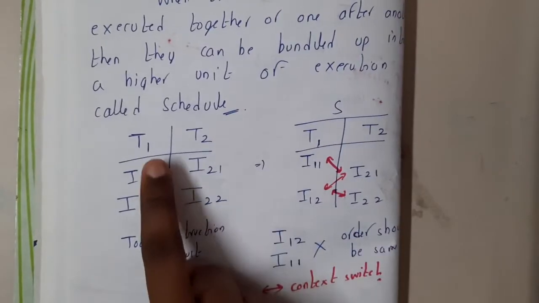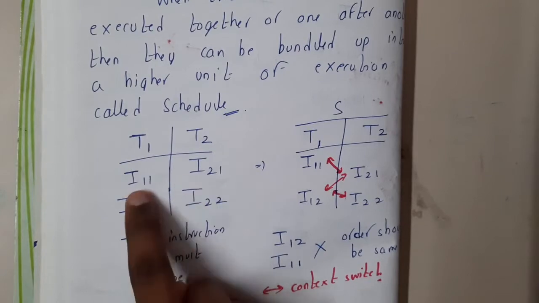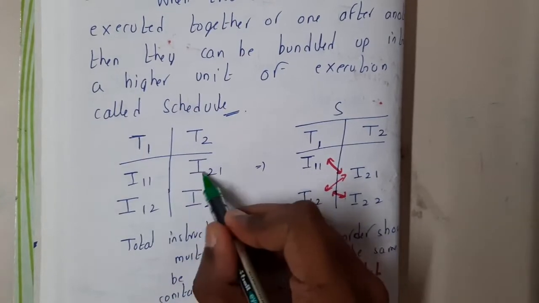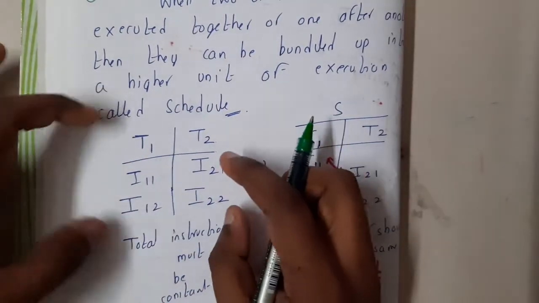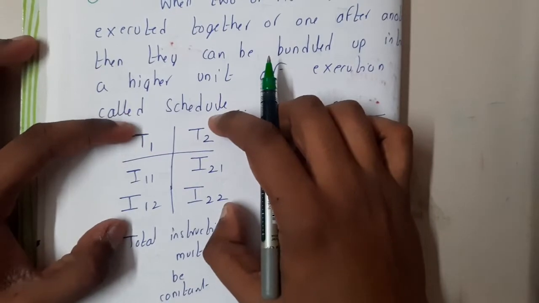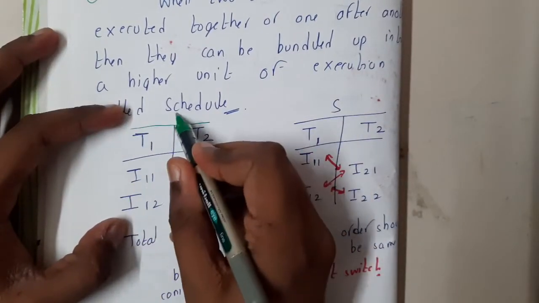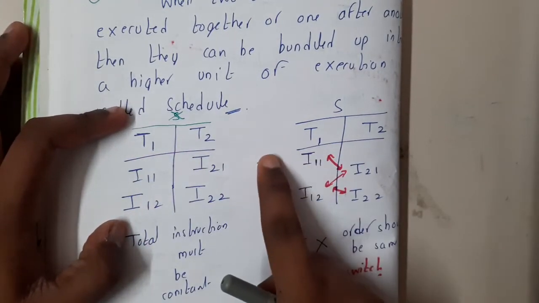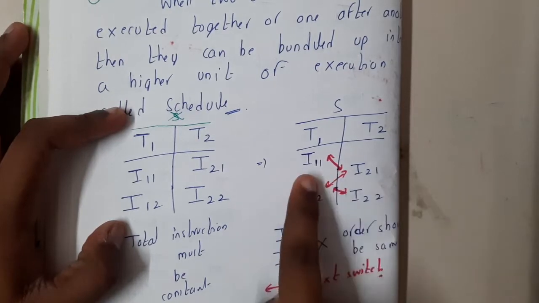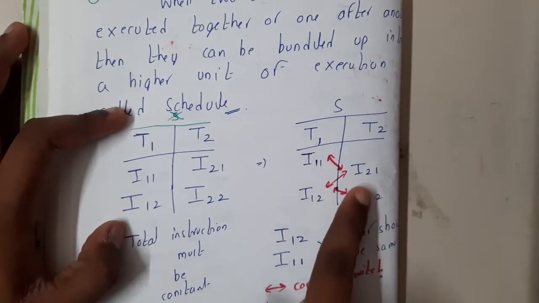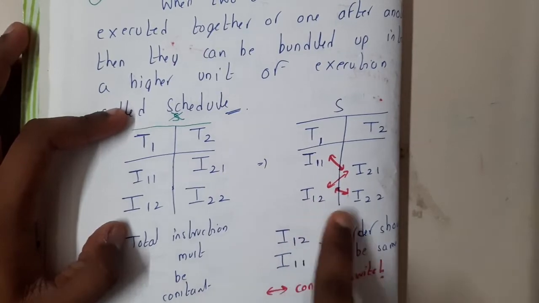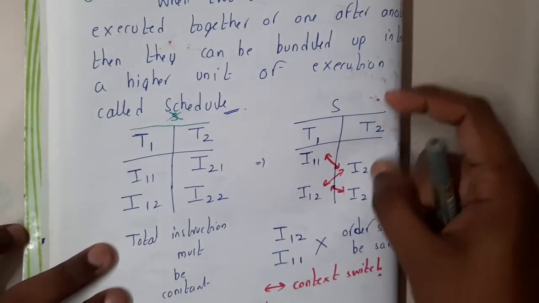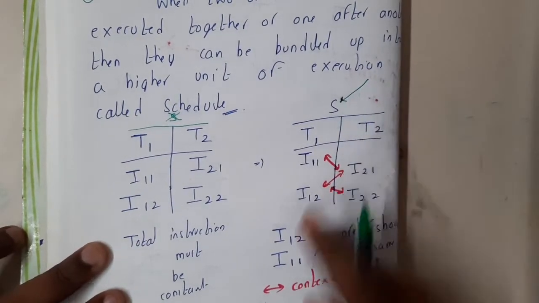This is a small example. These are the two transactions: I11, I12, I21, I22. So I1 first line, I1 second line, I2 first line, I2 second line. Remember guys, whenever we convert this into a scheduler, you mix these things in such a way that in a single line there will be only a single instruction. After I11, I21 will execute. After I21, I12 will execute. After I12, I22 will execute. This is the order in which they are executing. If you write that, that is nothing but a scheduler, guys.